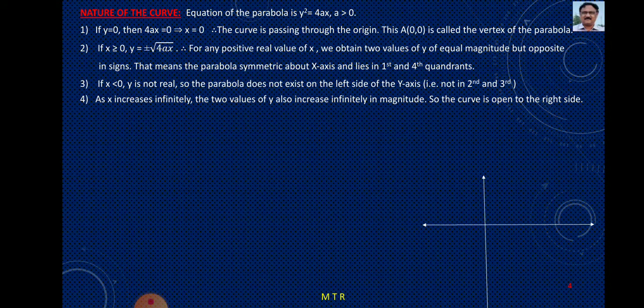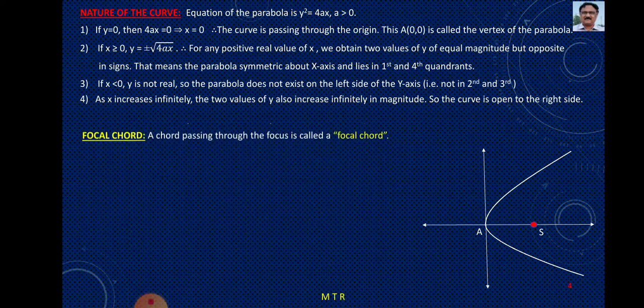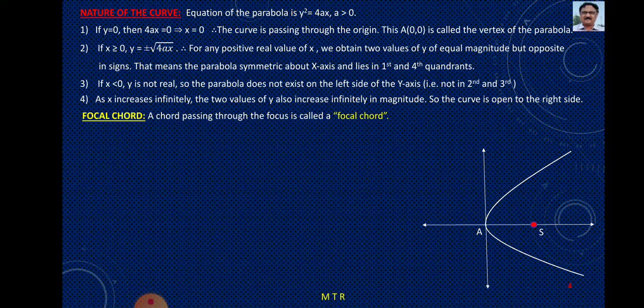Now we discuss some definitions. Suppose this is the parabola with vertex A and focus S. You observe this is a chord, the yellow line. It passes through the focus, so this chord is called the focal chord. The chord which passes through the focus is called a focal chord.